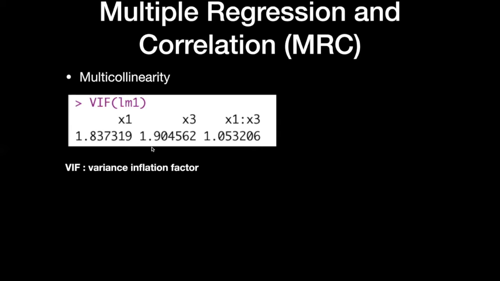But 2 is not a value you should be too worried about. There's no critical value, but the higher the value is, the more inflated the predictor is. So the lower the better. It should be like 1 is the best.